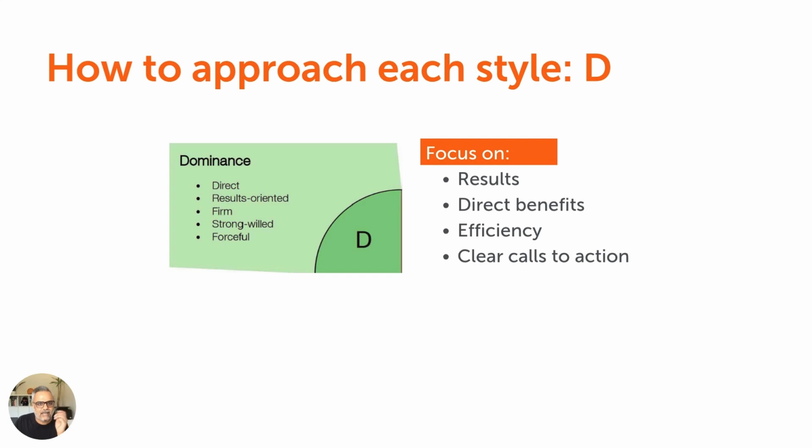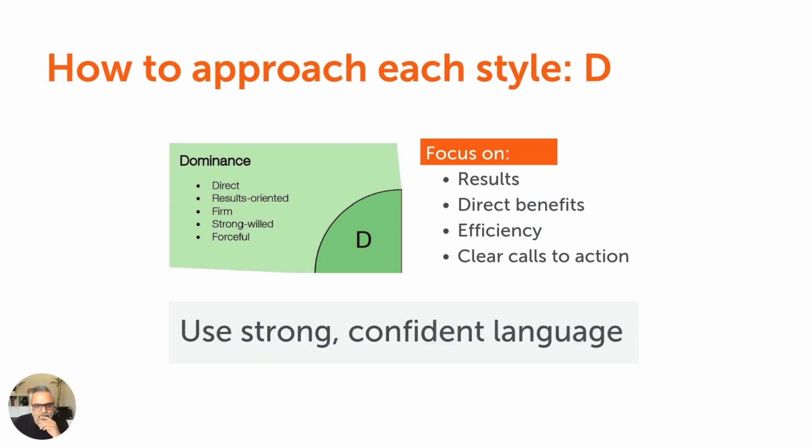So the D style, what do you want to do? In your communications, in your messaging, you want to focus on things like results, direct benefits, efficiency, clear calls to action. You want to use strong, confident language. If you have an audience that is primarily D, use strong, confident language.